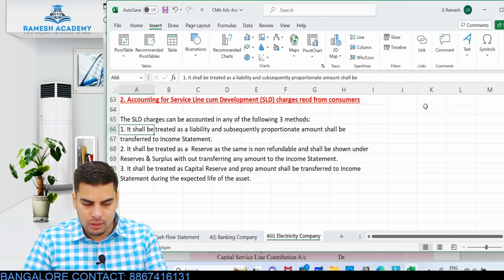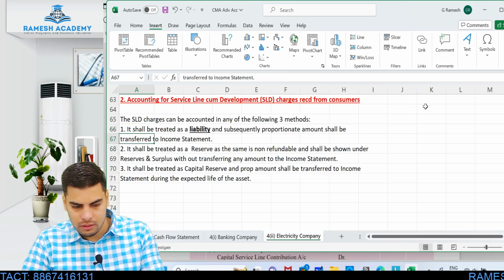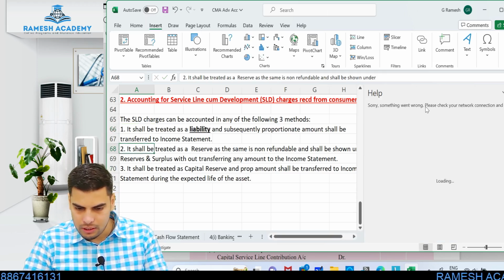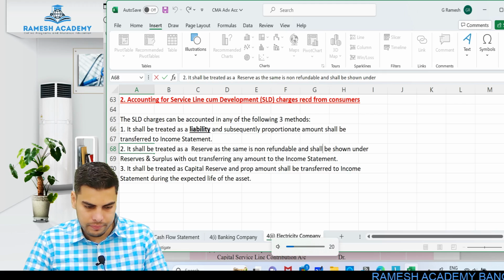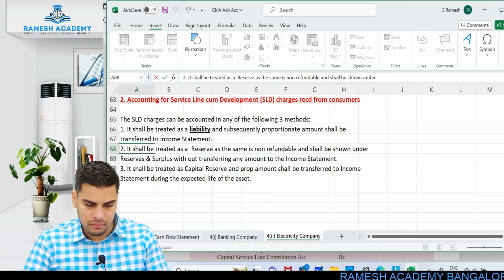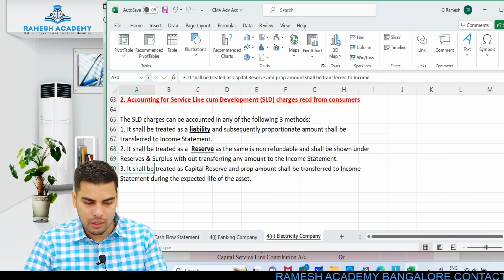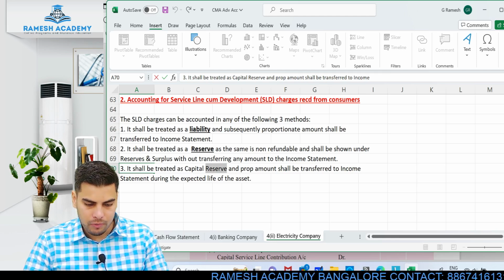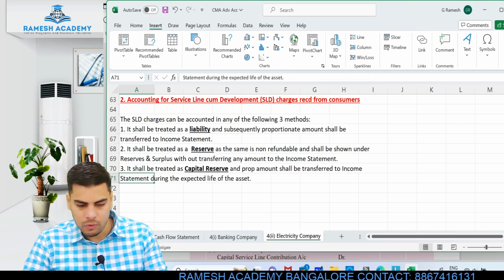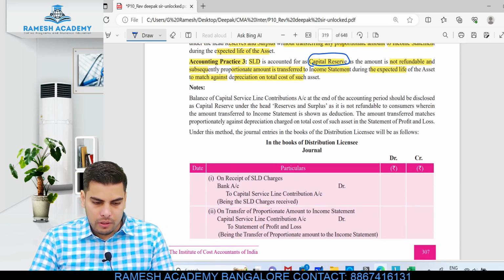Hope you understood this. Just try to remember these three terms. First, it is treated as a liability. Second case, it is treated as what? Sorry, it is treated as a reserve, and no amount will be transferred to the income statement. Third case, it is treated as capital reserve, and yes, some amount will be written off each year by transfer to the income statement. Alright, so let's have a look into this particular part.